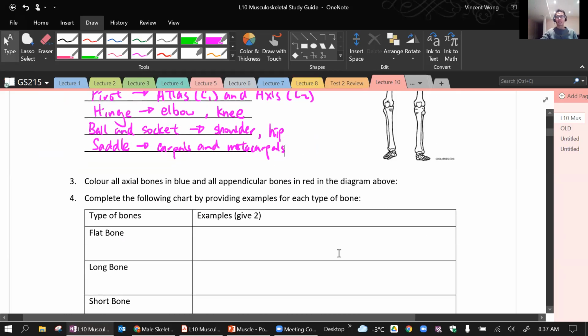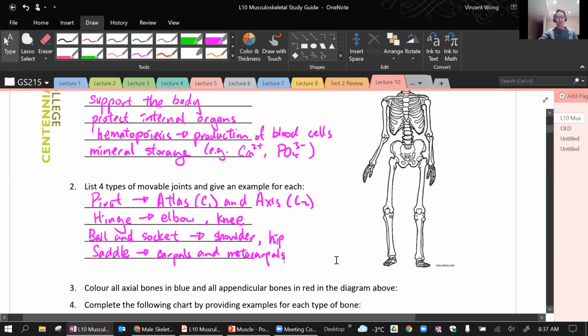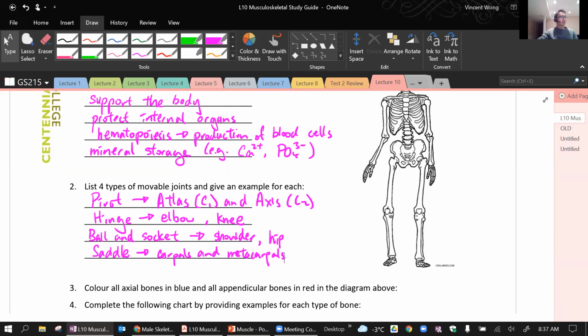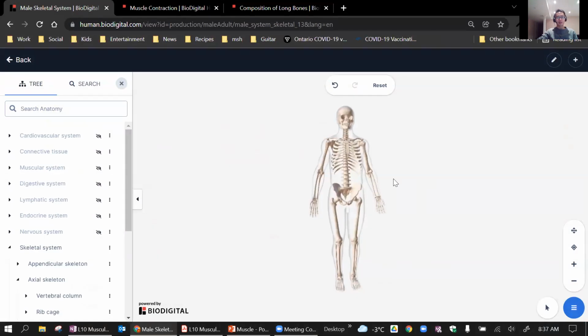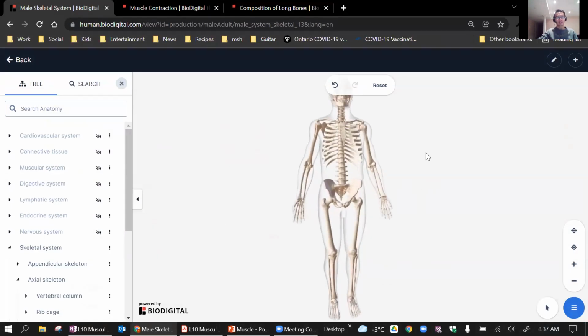That's that. Any question? Okay. Can you guys see this? Am I sharing the whole screen? You can see the skeleton, yes?